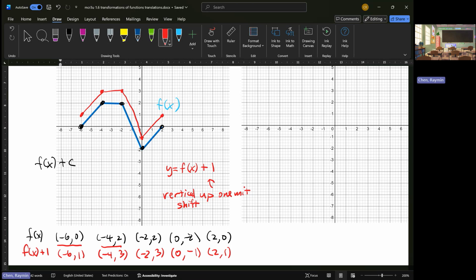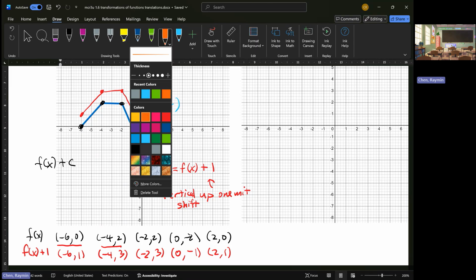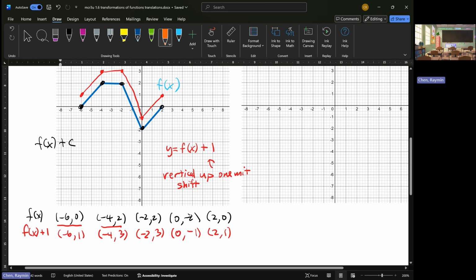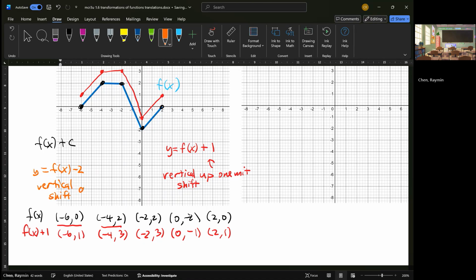Let's try another one. I'll change up the color so people can see it. We'll use orange. Let's just say I want to graph this function. Now we're going from the parent function, or the f of x, the blue one. And let's just say I want to do this one. I'm going to write this off to the left of the screen. y equals f of x minus 2. Pause the video if you want to try it, but I think you already know what we're going to be doing. The blue function is going to go vertical shift down 2 units.